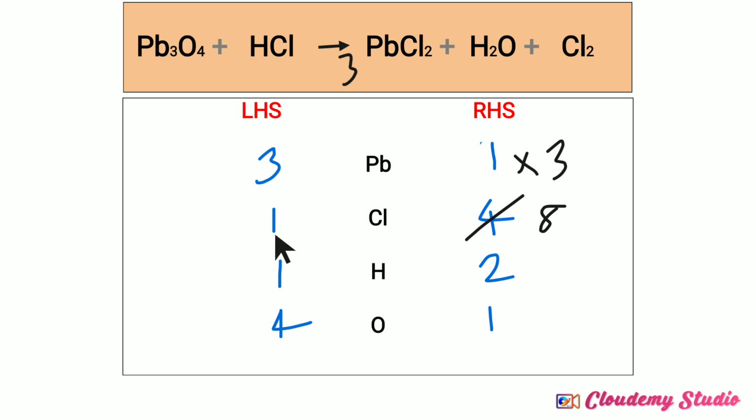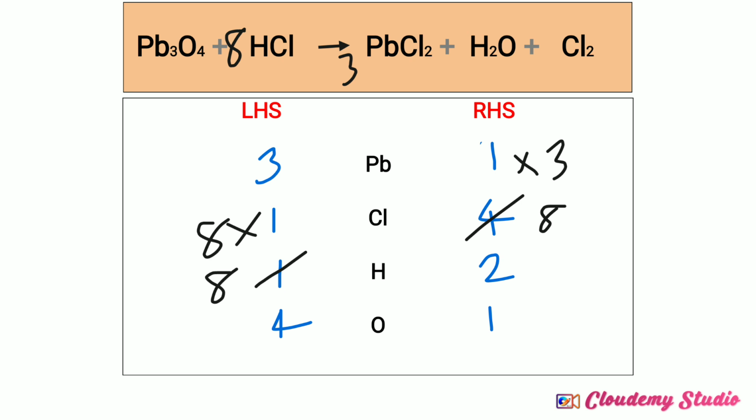So this 1 we need to make into 8. This 1 has to be multiplied by 8 times, so that 8 we write as a coefficient of hydrochloric acid. When we multiply this hydrochloric acid by 8, hydrogen will change. Already it was 1, but now it has become 8, because the 8 belongs to both hydrogen as well as chlorine. So 8 hydrogen on the left hand side.